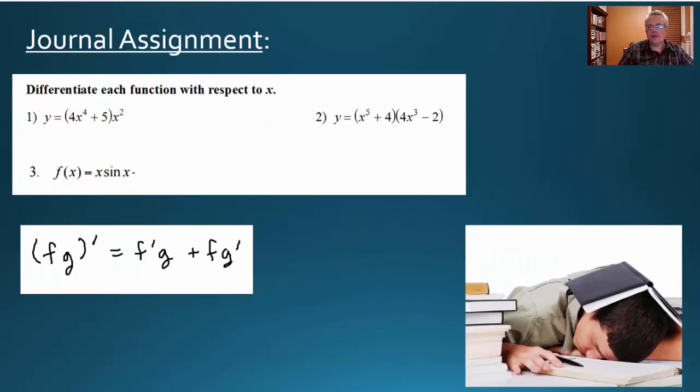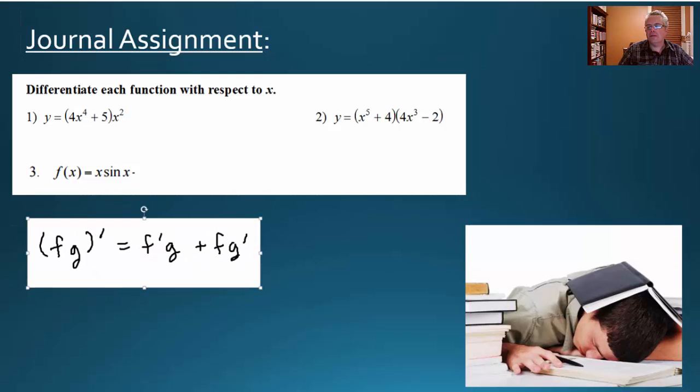Okay, time for the journal assignment. So here's the rule again right here. So make use of that. Remember, it's the derivative of the first function times the second plus the first function times the derivative of the second one. Okay, so I think we've done examples like the ones here. Do those in your journal, and we'll see you in class.